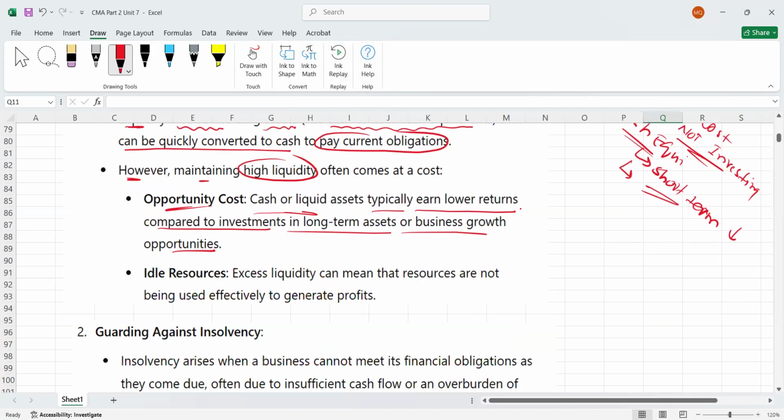If you maintain high liquidity, the first cost you will incur is the opportunity cost, and the second is idle resources. Idle resource means excess liquidity can mean that resources are not being used effectively to generate profit because you are keeping them idle. As I gave you the example, if you have cash and you are not investing, it's idle, right? You are not generating anything.